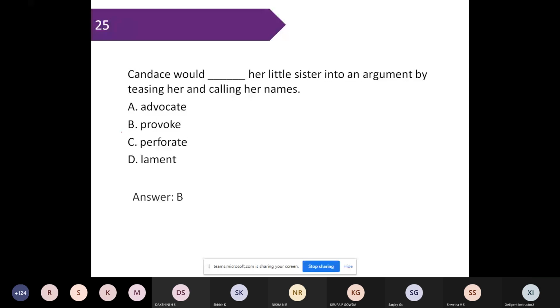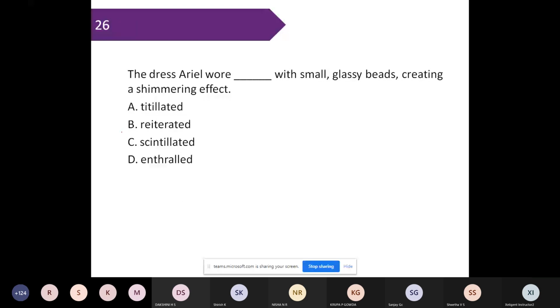Now moving on to the next question. The dress Ariel wore blank with small glossy beads creating a shimmering effect. You just read out the second part of the question. Small glassy beads. It is creating shimmering. Shimmering means shining, a shining effect.